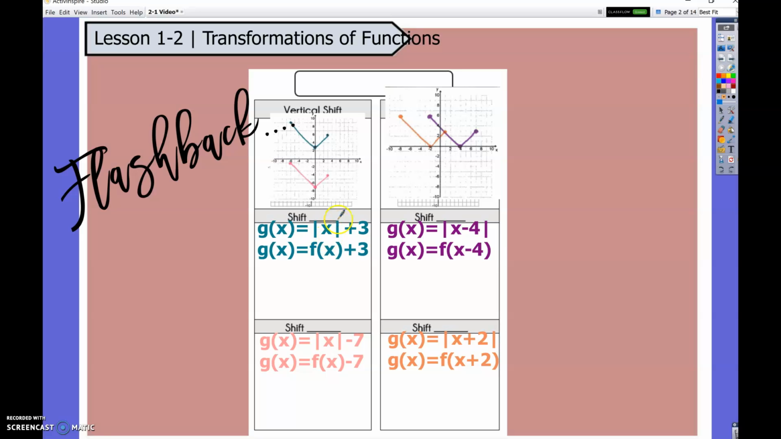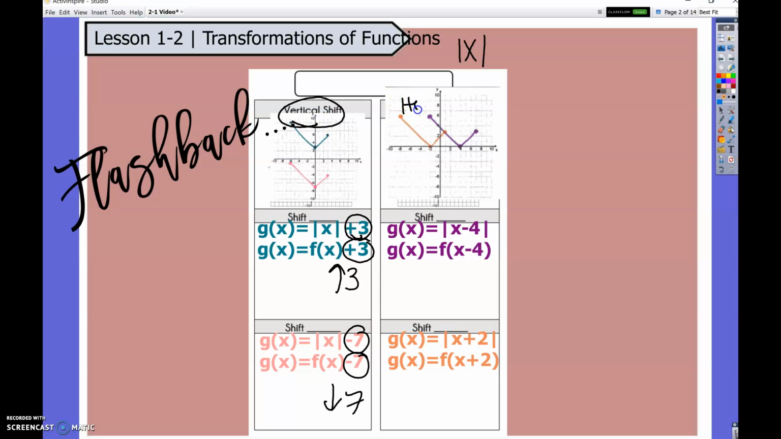That is, when you had a parent function. For this function, we were working with the absolute value of x. So when we put this plus 3 outside, whether it was in the function or the original equation notation, that moved it up 3. Or the minus 7 on the outside moved it down 7. These were your vertical shifts.